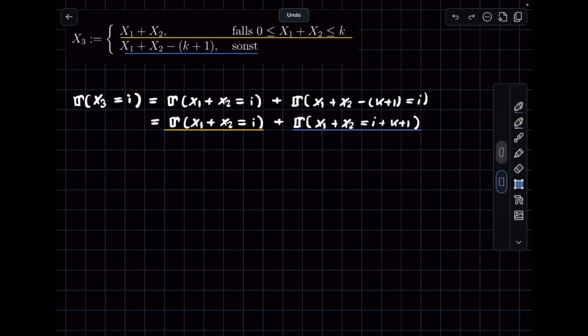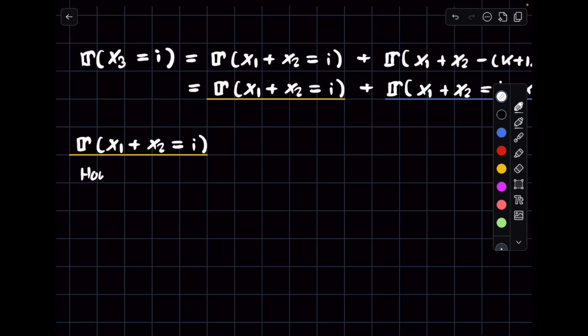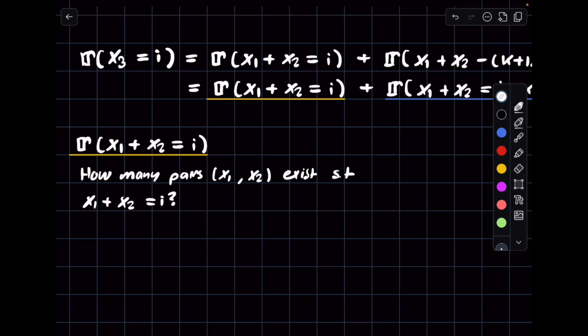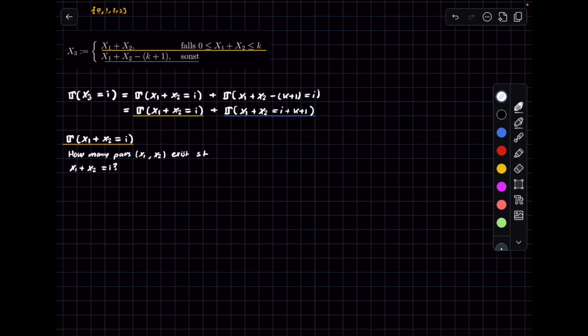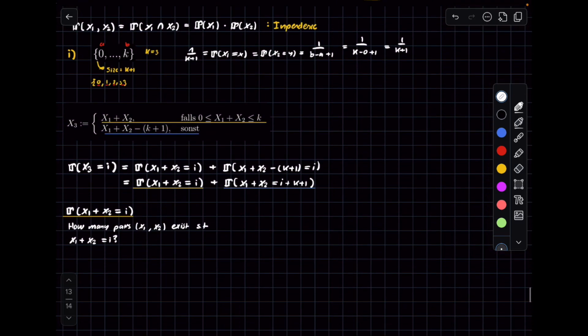What does this mean? We can equalize it. And we know for a fact that we can have two cases in this case. What we're asking is how many pairs x1, x2 exist such that x1 plus x2 is equal to I? That is the question. So let's do first the base case, right? Let's use the base case.